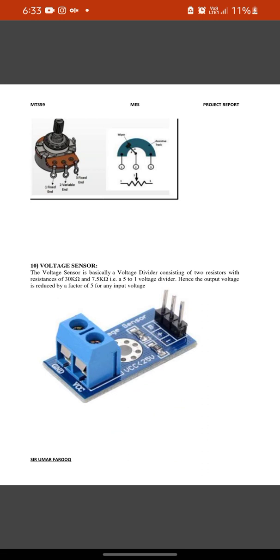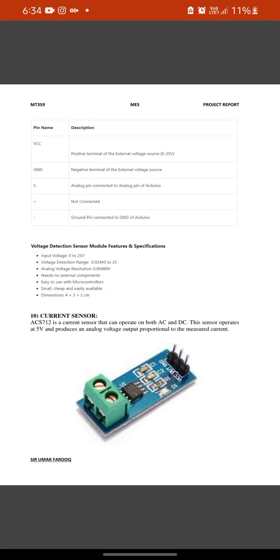Then the voltage sensor. The voltage sensor is basically a voltage divider. It works on the principle of a voltage divider consisting of two resistors, 30 kilo ohm and 7.5 kilo ohm, a 5 to 1 voltage divider. Hence the output voltage is reduced by a factor of 5 for any input voltage. So it controls the voltage, and it has three pins: VCC, ground, and an analog pin connected to the analog pin of the Arduino.